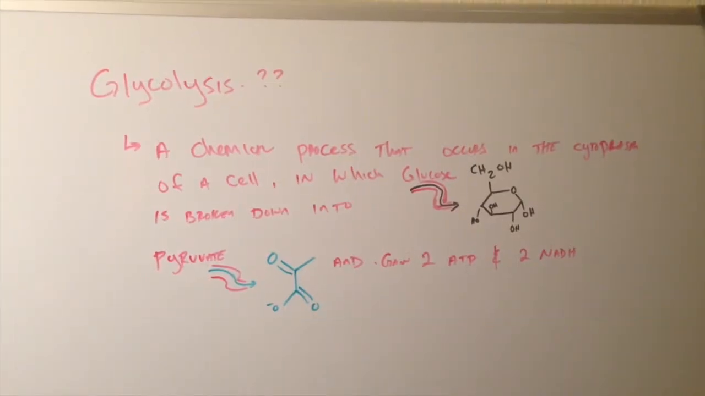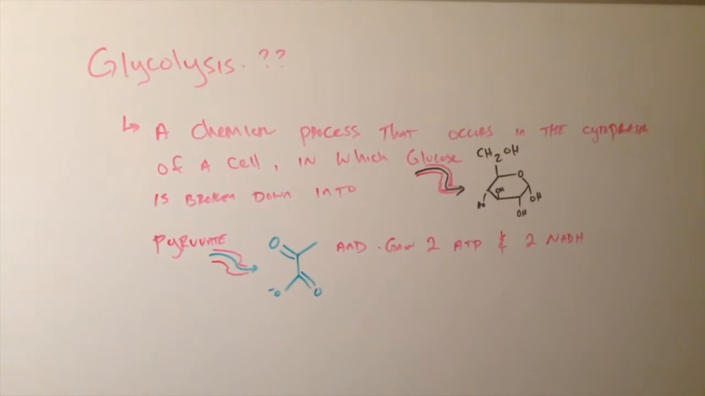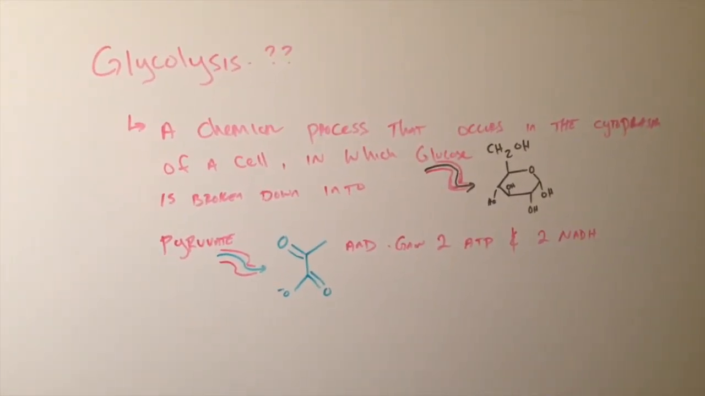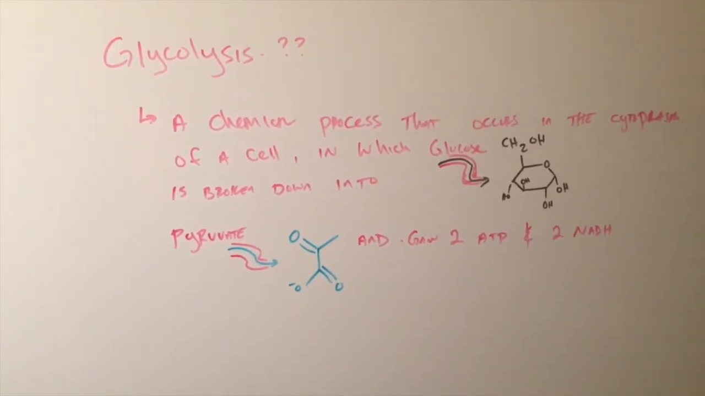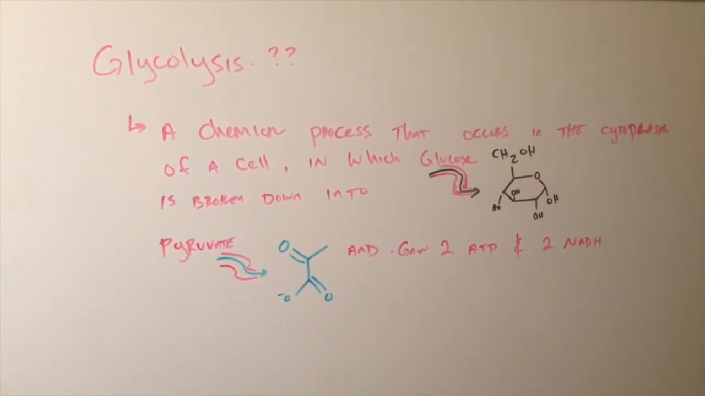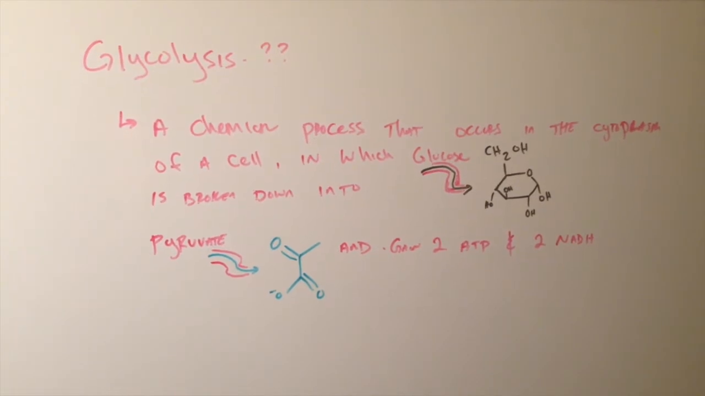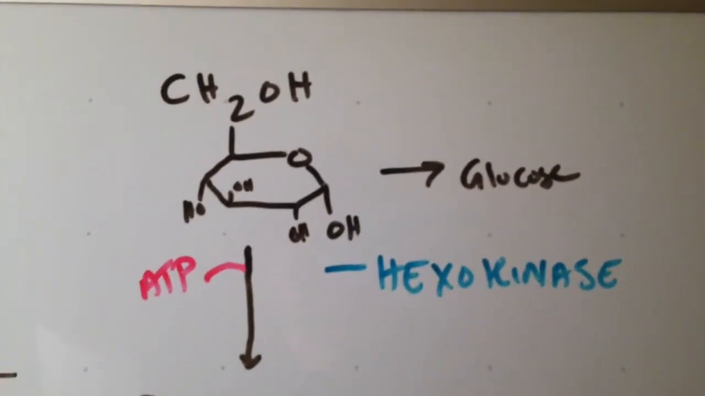The type of cellular respiration that we will be reviewing today is glycolysis, which is defined as a chemical process that occurs in the cytoplasm of a cell, in which glucose is broken down into pyruvate and gains 2 ATP and 2 NADH. Glycolysis in 10 steps. Step 1.